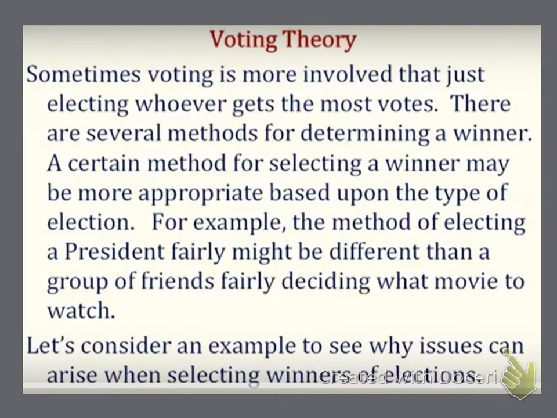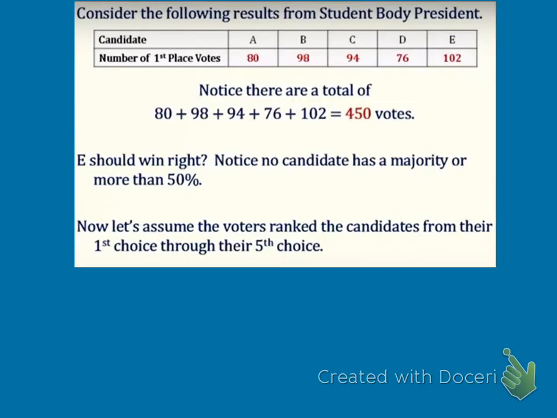So let's take a look at this example here. So this is a fictitious student body president election. So there are 5 candidates, candidate A, B, C, D, and E, and these are the votes they got. So there were a total of 450 ballots cast, 450 votes, and notice the vote totals. So based on this, it looks like E should be the winner, right? E received the most votes, but E didn't even come close to receiving a majority of the votes. Half the votes would be 225. E is well short of that.